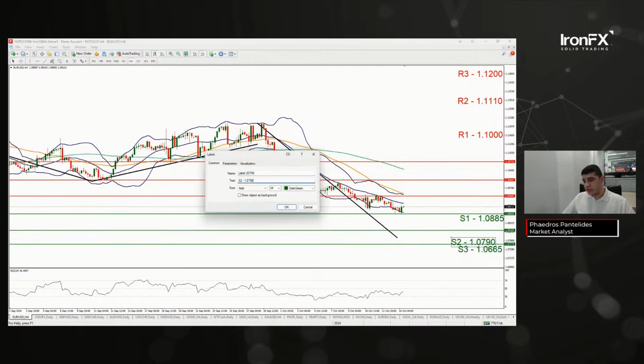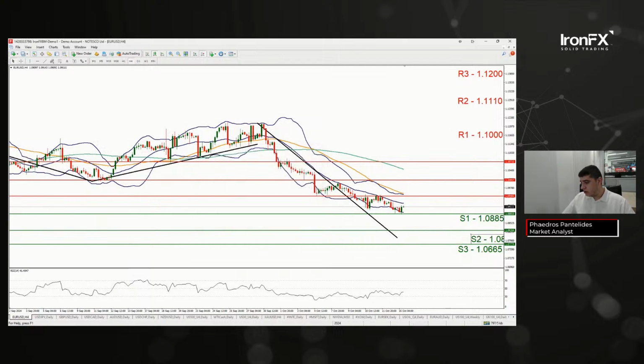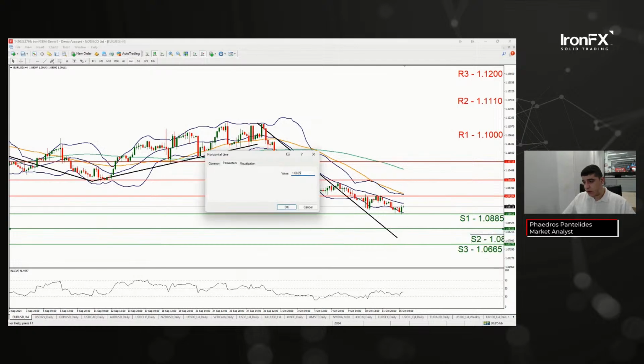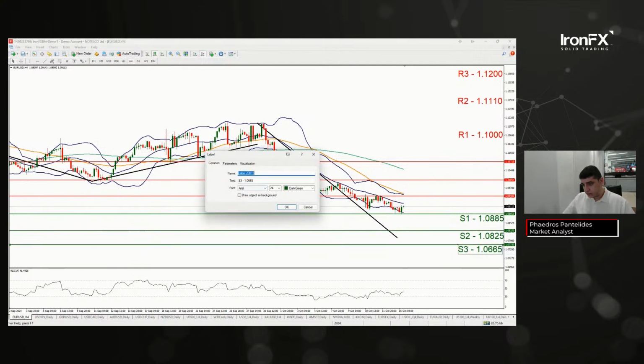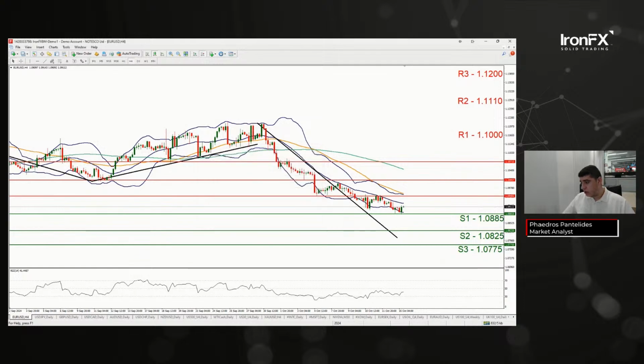1.08266. I will be discussing the possibilities for the ECB's interest rate decision later on this week, and in particular, that is set to occur on Thursday. So we are rounding this line up as well. There you go. This one is 2. For S3, 1.0775. So that is S1, S2, and S3.